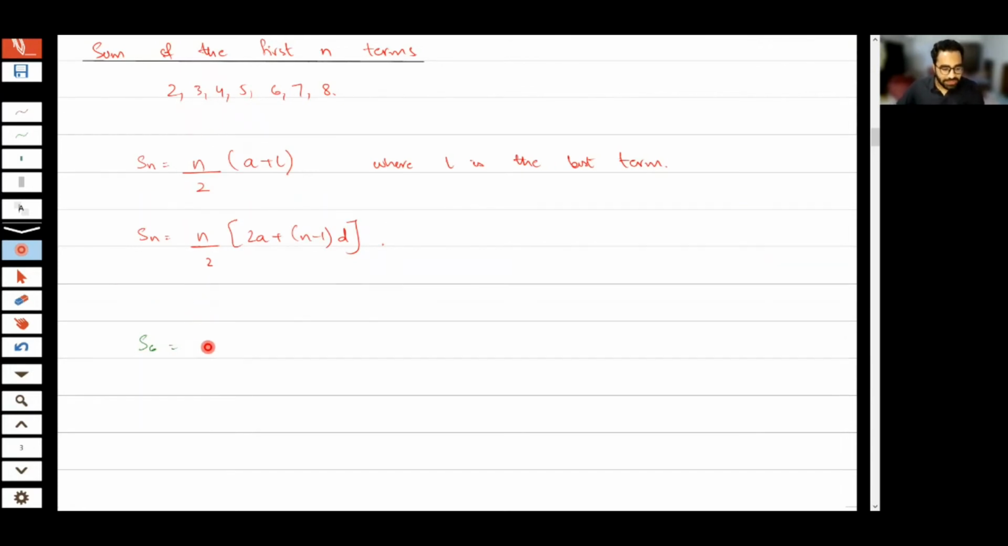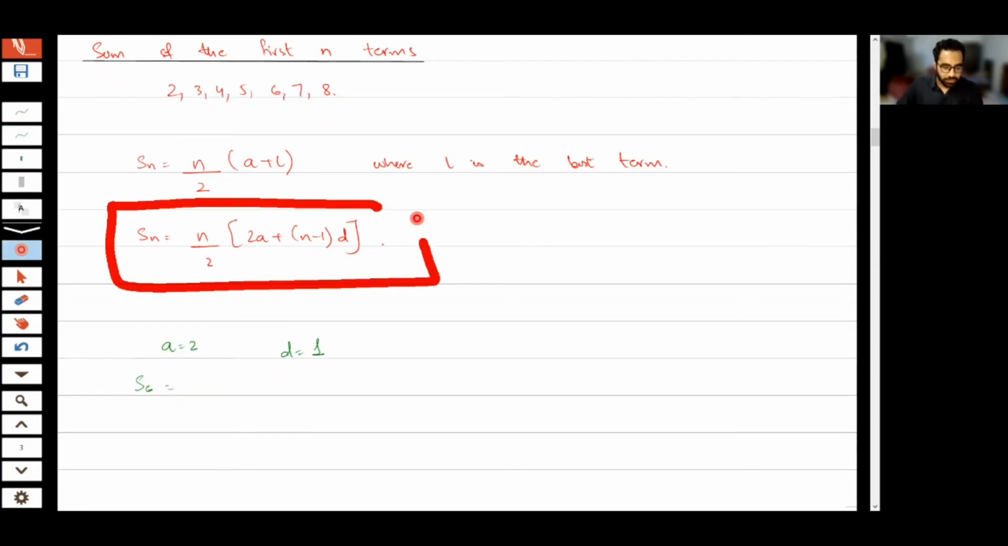तो अगर मुझे फर्स्ट 6 टर्म्स का सम निकालना है तो मैं क्या करूंगा? पहले a और d की वैल्यू निकालनी है. So my value of a is 2 and my value of d is 1. ठीक है? d would be 3 minus 2. ठीक है? और 4 minus 3, तो उसकी वैल्यू 1 आ रही है. अब आपको S6 निकालना है.